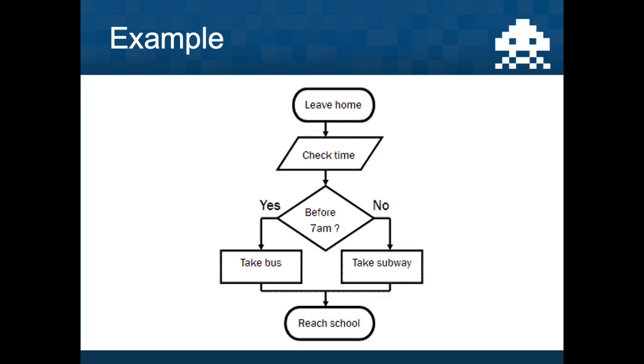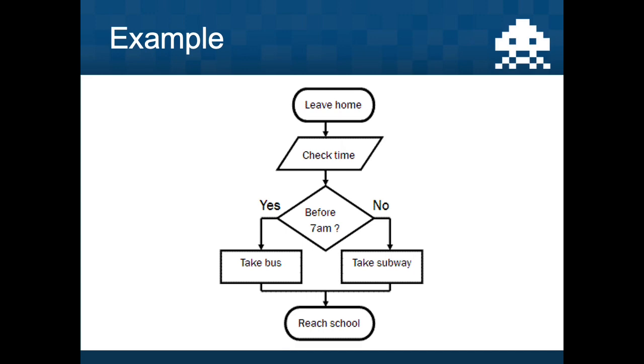In this example, we leave home and check the time. We then decide, is it before 7 AM? Now, based on whether it is or isn't, we then look at some different processes, either the take bus process or the take subway process. Now in this diagram, those are definitely the correct shape because each of those then move on to another symbol of reach school, which is our end of this activity.